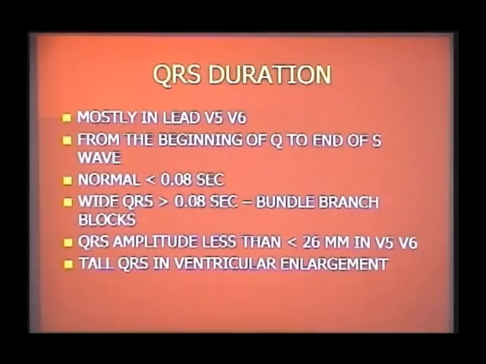For QRS, you have to remember the number 0.08 second. 0.08 second is the normal duration of QRS. As you can see, millions of cardiomyocytes are depolarized within 0.08 second, because your Purkinje fibers conduct the impulse at a speed of 4000 millimeters per second. They depolarize the entire myocardium within 0.08 seconds.